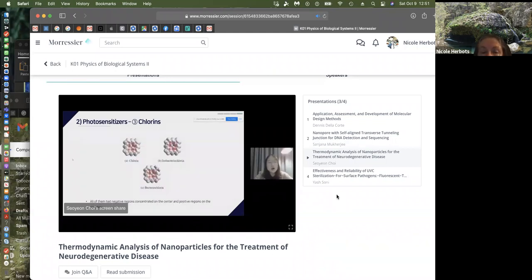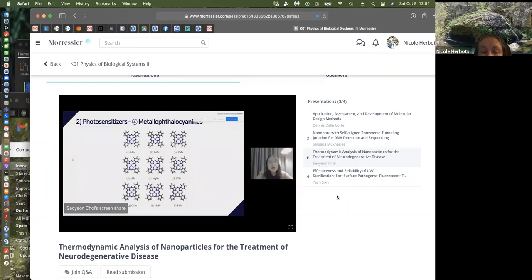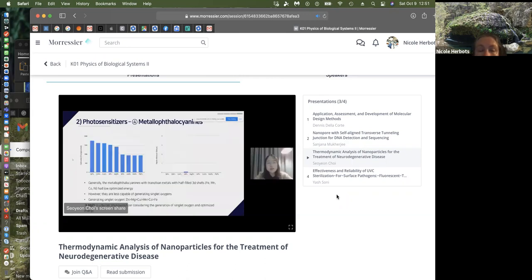Observing the EPM, we saw that all of them had negative regions concentrated on the center and positive regions on the periphery. The last type of molecules that we observed were metallophthalocyanines with the 9 central metal ions as the following. Generally, the metallophthalocyanines with transition metals with partially filled 3D shells, iron, manganese, cobalt, nickel, have low optimized energy.